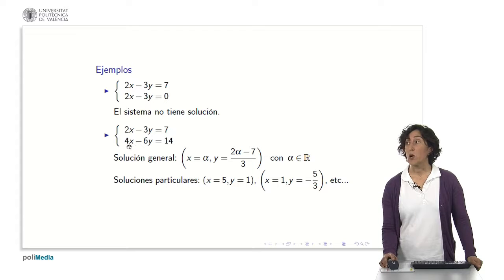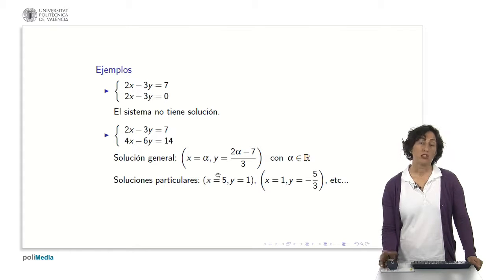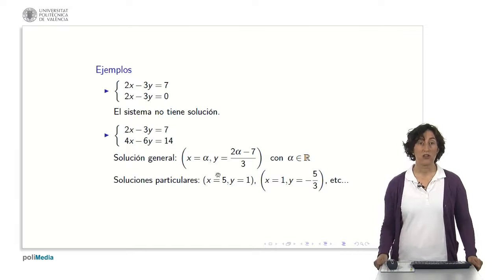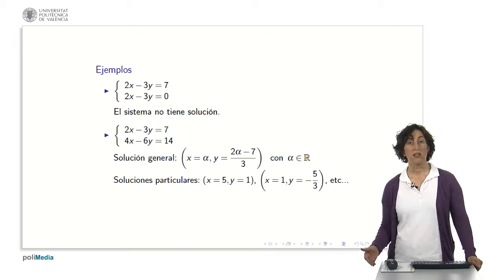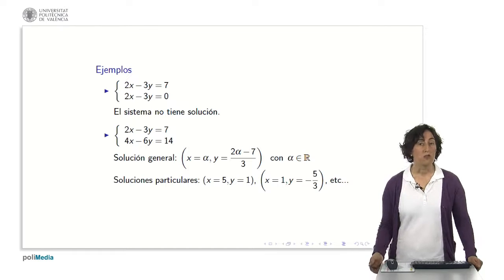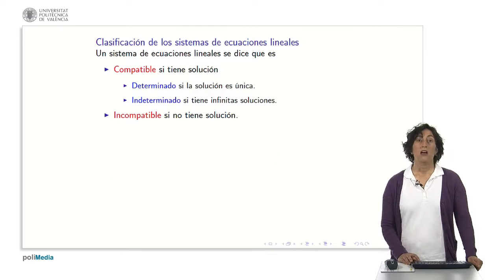Or the system 2x + 3y = 7, 4x + 6y = 14 is a system with infinite solutions. In this case, the general solution is given by a parameter alpha, any real number, and it is this expression that you have here. And each of the particular solutions, we would obtain it by giving values to that parameter alpha. If alpha is worth 5, x is worth 5, and y is worth 1. If alpha is worth 1, x is worth 1, and y is worth -5/3, etc., etc.